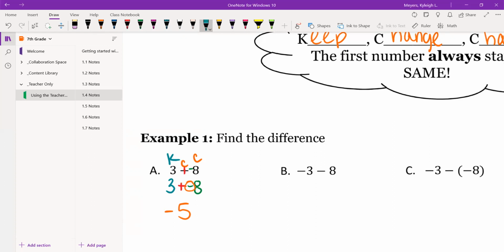So let's go to the next one. We keep, change. Keep the first number. Change this minus sign to addition. Change this +8 to a -8. And now, are these same signs or opposite signs? They're same signs. Same signs, add and keep. So add 3 plus 8, which is 11, and keep the signs. The signs are minus.